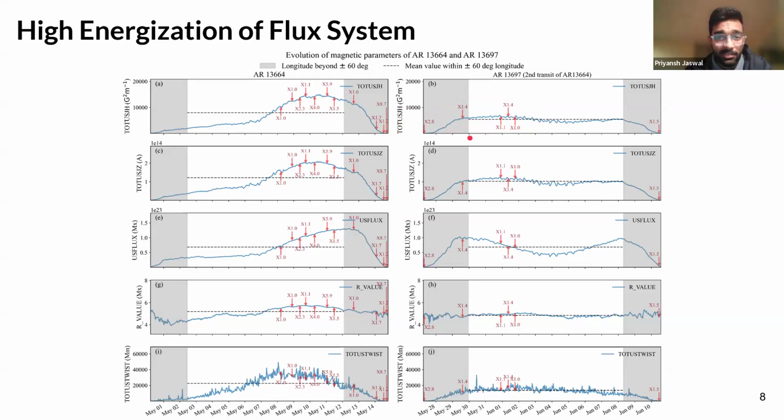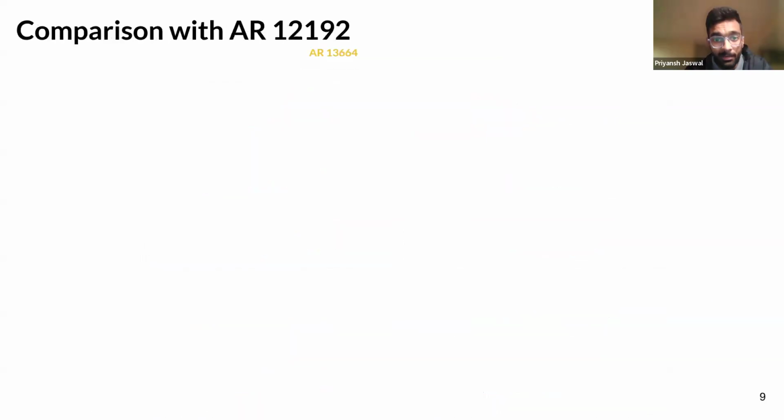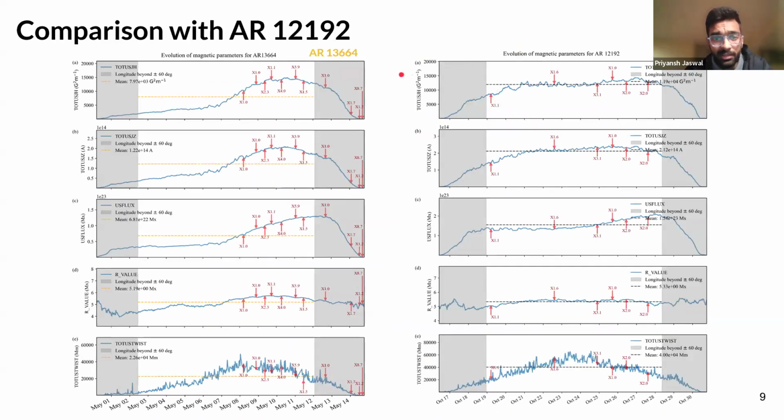So is it sufficient to have just the energization of the system? Will that be enough for producing such intense activity? The answer is not really. There are other factors as well. If you compare 13664 with its predecessor 12192, which was area-wise the largest active region in cycle 24, you would see that some of the flare relevant parameters were even higher. The mean levels were even higher for the case of 12192, but still it was not producing as many flares and as strong flares as active region 13664.